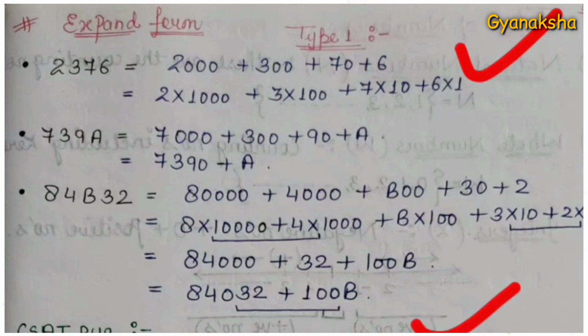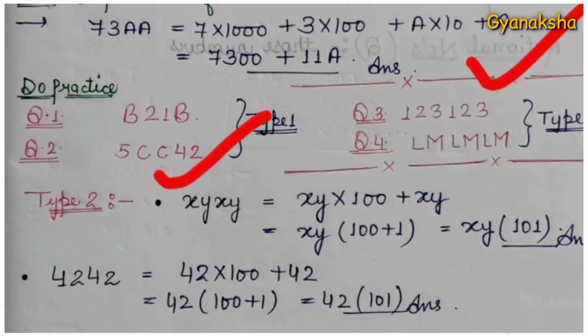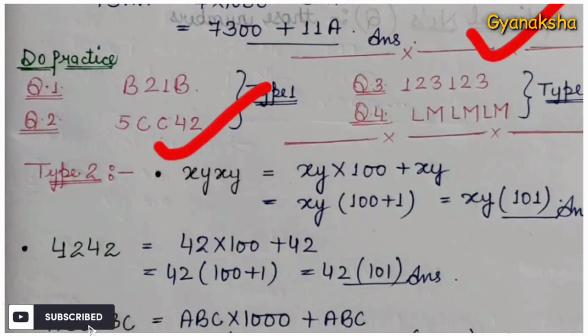Now I have a PYQ for you, 73AA. The A's are at the tens and 100 positions. So 7000 plus 300 plus 10A plus A. Now solving the like terms together, we will get 7300 plus 11A. So this is a PYQ. Now I hope you get an idea of which type of question comes here. These two questions you can do as practice and comment the answers.